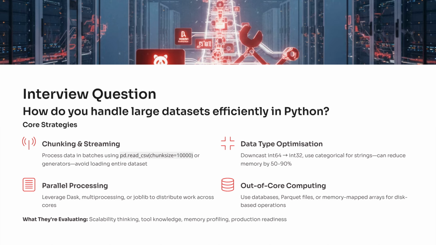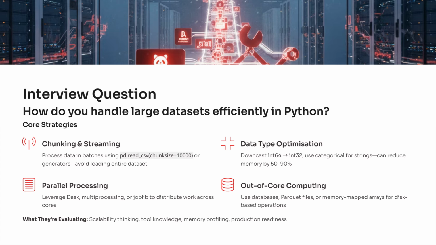Next, we have data type optimization. Most people forget this, but changing a column's data type can cut memory usage in half or more. For example, converting a 64-bit integer to a 32-bit integer, or changing long string columns into categorical types, can make your data processing 2 to 3 times faster.